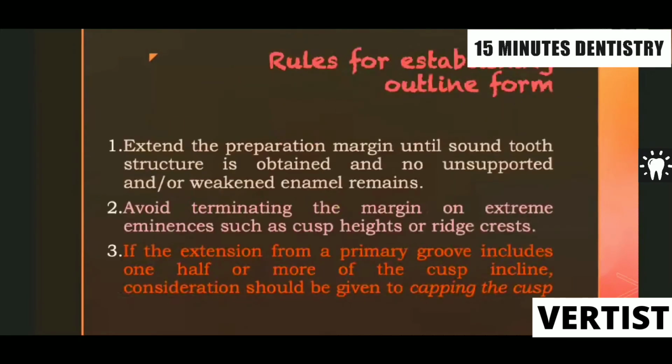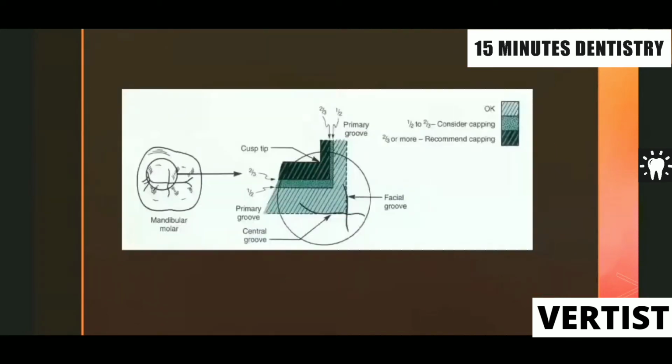Now, extend the preparation margin until sound tooth structure is obtained and no unsupported or weakened enamel remains. Avoid terminating the margins on extreme eminences such as cusp heights or ridge crests. If the extension from a primary groove includes 1/2 or more of the cusp incline, consideration should be given to capping the cusp. Okay? So these are points that you must mention. Here is a diagram that shows you exactly where the cusp tip is and all. So if you can understand, you can go ahead and depict it with diagrams also.